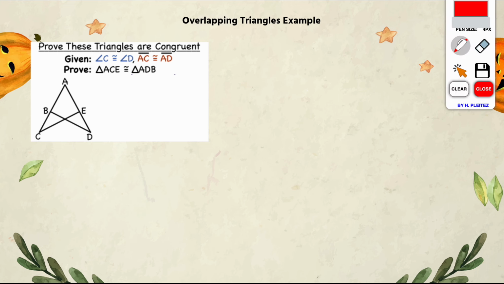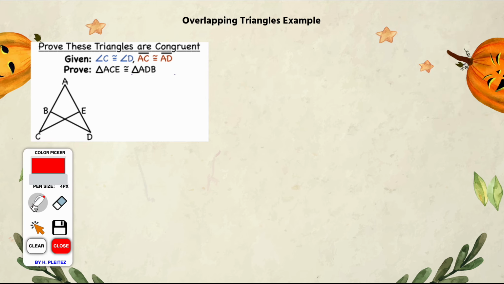All right, now there's also examples where we might have some overlapping triangles. So again, we're going to be using the reflexive property here, but I wanted to show you guys a direct example because these can be slightly confusing. So it says prove these triangles are congruent. It says given angle C is congruent to angle D, and AC, which is this whole side, is congruent to AD, which is this whole side.